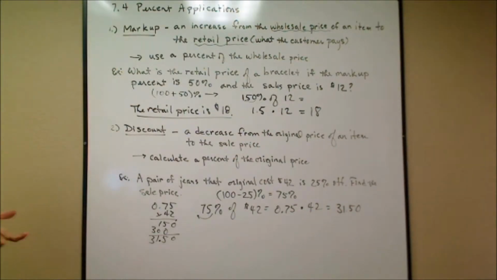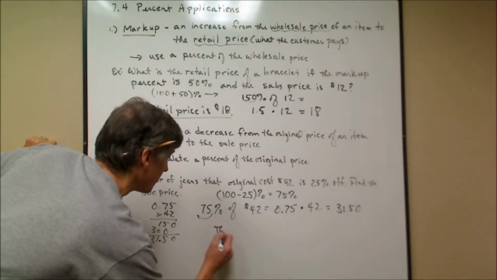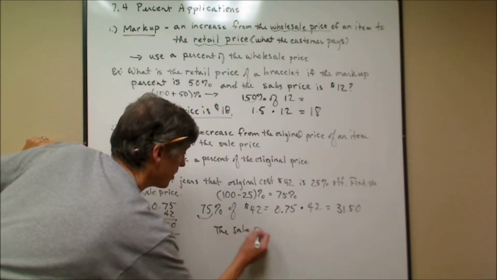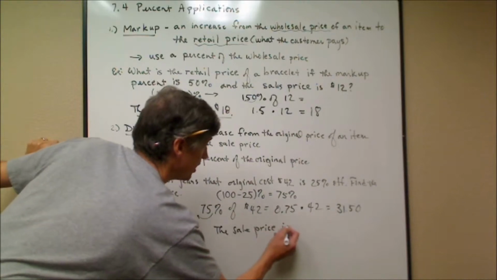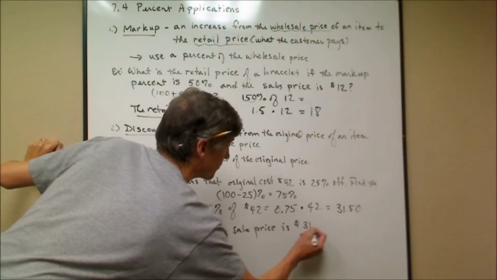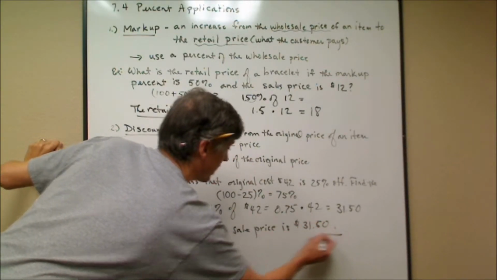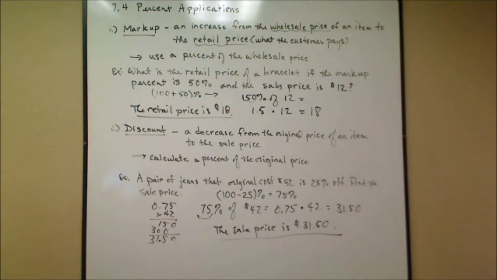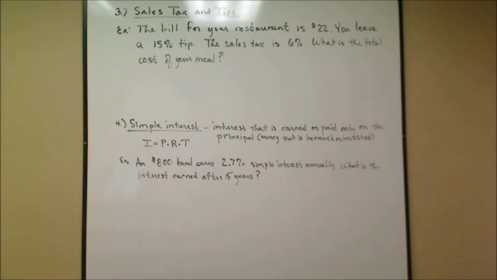Now, if it wasn't money, I'd probably just drop the 0, but since it's dollars and cents, I'm going to write 2 decimal places to the right of the decimal point. So the sale price of the jeans is $31.50. Notice again, I put the proper units on here because it was a money problem.